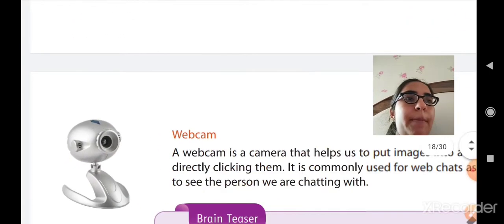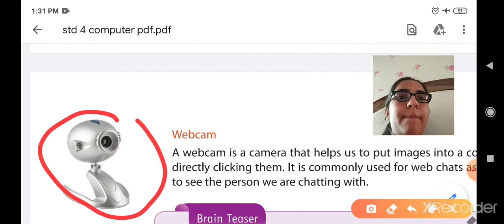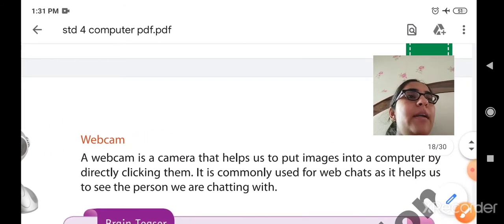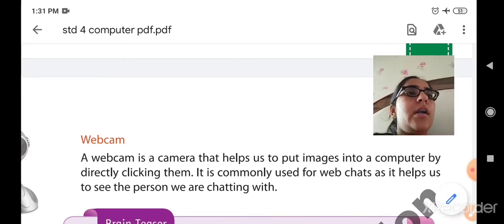Here you can see the picture of the web camera. This is a web camera which is plugged into or cabled with a computer so that your picture can be seen by the other person. Okay, so it is most probably used in web chats like video calling. You can see the person. It means in the PC, because front camera is not available, the person uses the webcam.